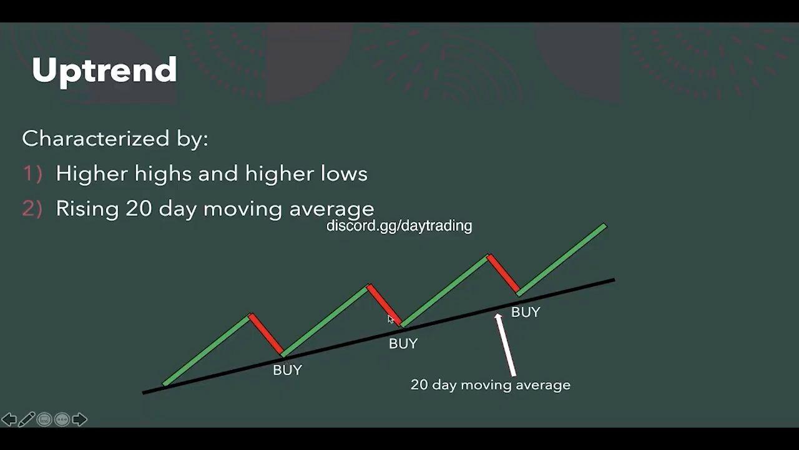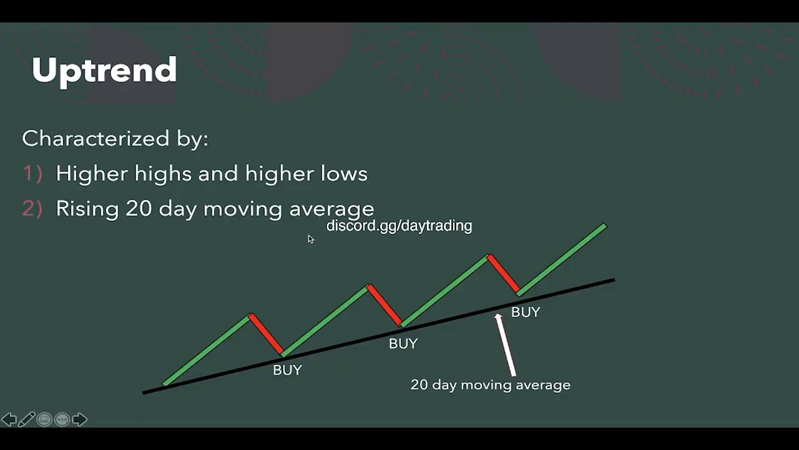This low is higher than that low. Same with the highs, okay? And as you can see, this line, the black line, which is the 20-day moving average, is under price, and it's also trending higher. We're going to be doing the 20-day moving average class next, so just stay tuned for that. Okay, so this is what an uptrend is.